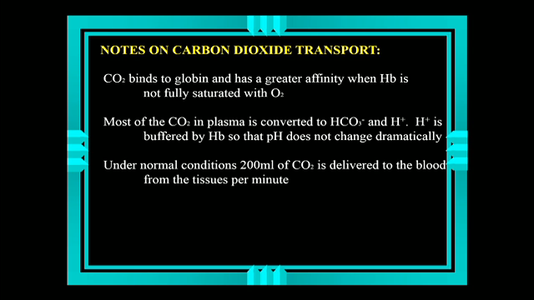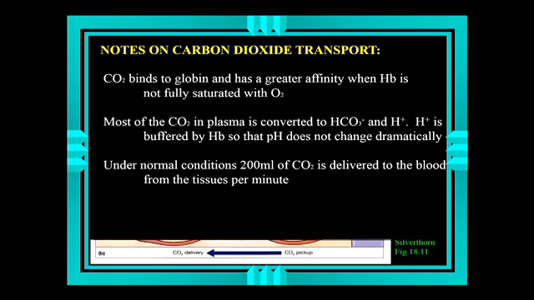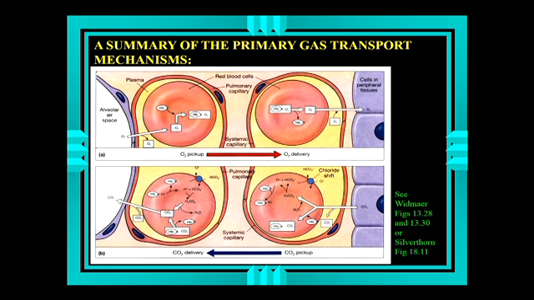250 mils of oxygen we consume per minute, and we produce about 200 mils of carbon dioxide every minute as well. Okay. And that's quite a significant amount, because if we don't get rid of that CO2, it can kill you quite rapidly.